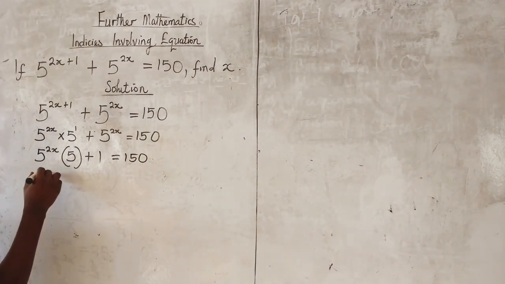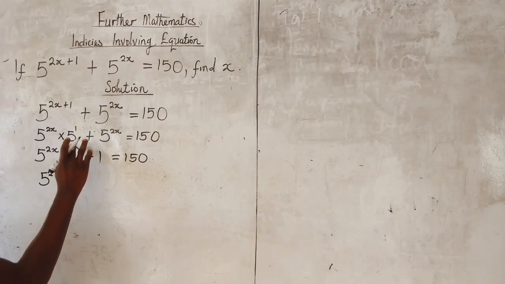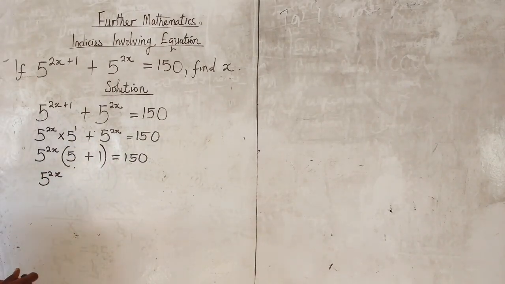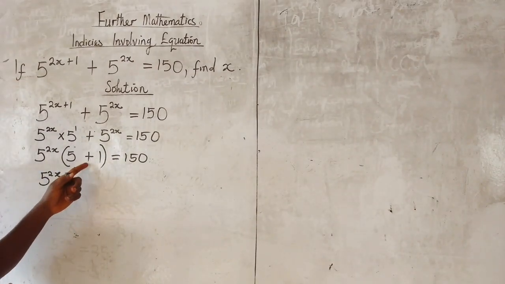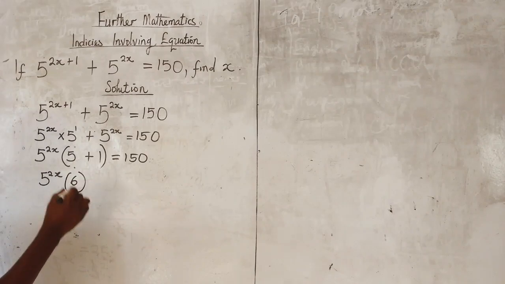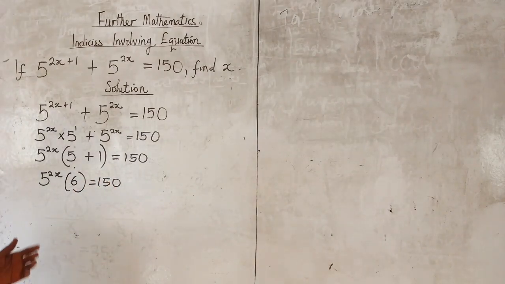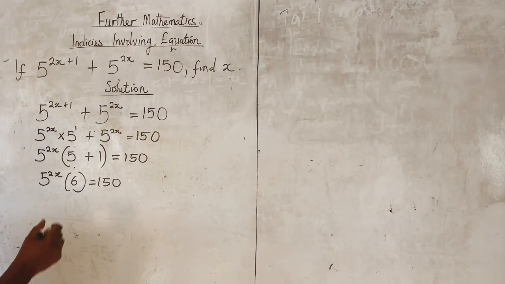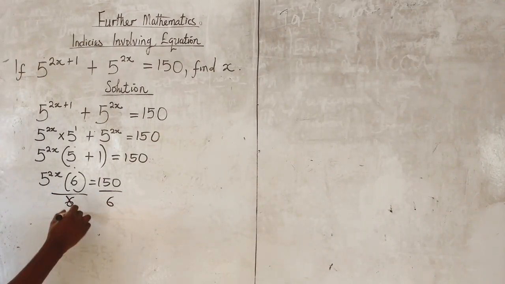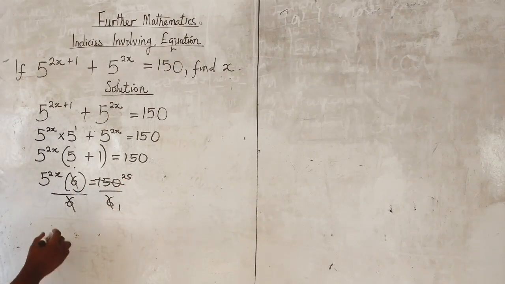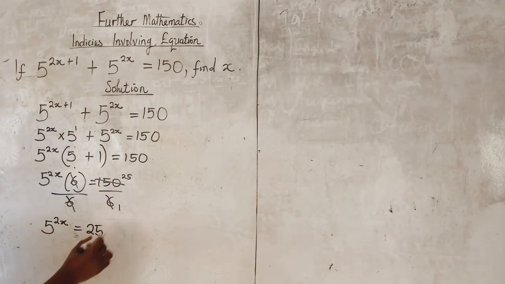So 5 raised to the power of 2x, I'll put everything in bracket here: 5 raised to the power of 2x, bracket 5 plus 1, which is the same thing as 6, is equal to 150. So what I'm doing next from here is to divide through with 6. 6 cancels 6, it will go. 6 here is 1, 6 into 150 is 25. So I'm having 5 raised to the power of 2x is equal to 25.